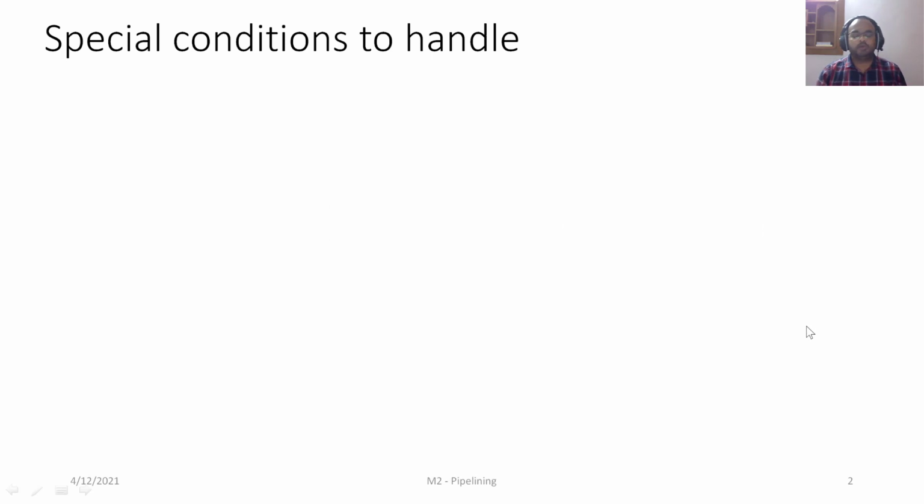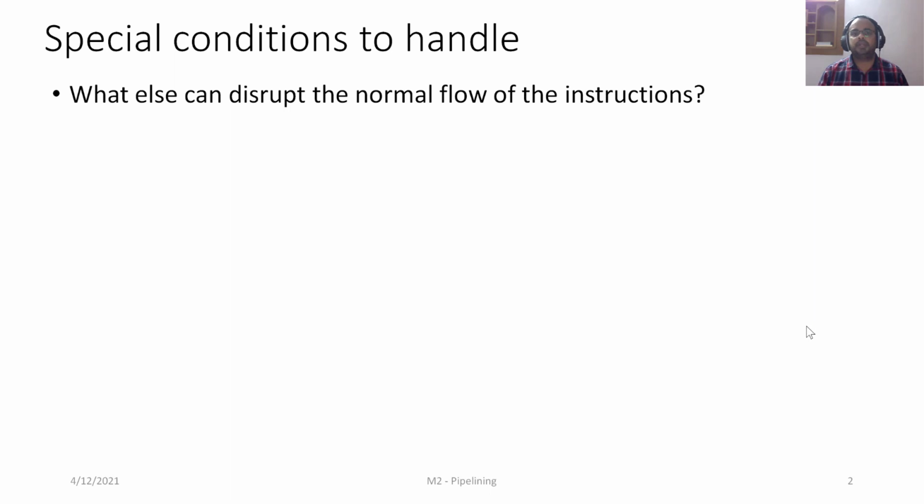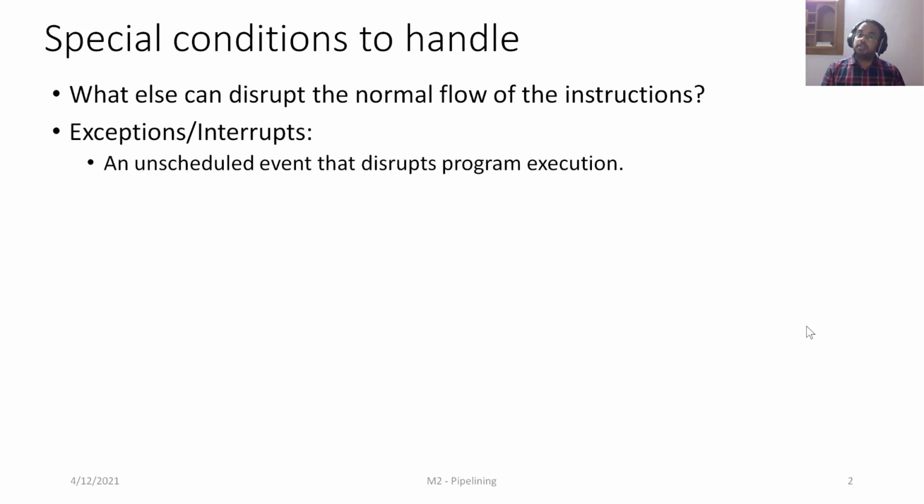Now if we think about what are the special conditions to handle, again these conditions are those events that will disrupt the pipeline flow, right? Now let's see what they are. Typically, what disrupts the normal flow of instructions are called exceptions or interrupts, right? They are any unscheduled event that disrupts the program execution, and sometimes these events can also be useful to handle some undefined conditions. I'm going to touch upon this as we go, right?